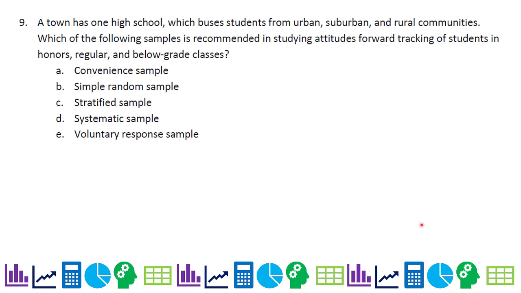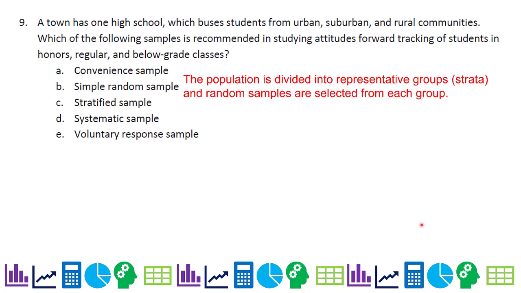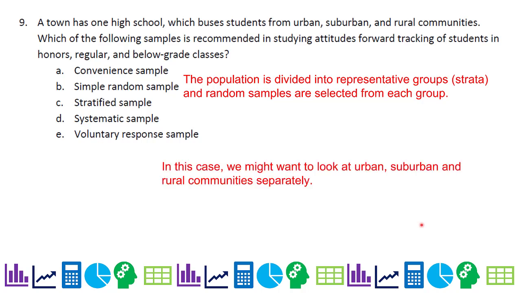So the population is divided into representative groups, which are strata. The groups have something in common, and random samples are selected from each group. In this case, we might want to look at urban, suburban, and rural communities separately because there could be differences in them based on which strata they're in. So a stratified sample would be recommended.